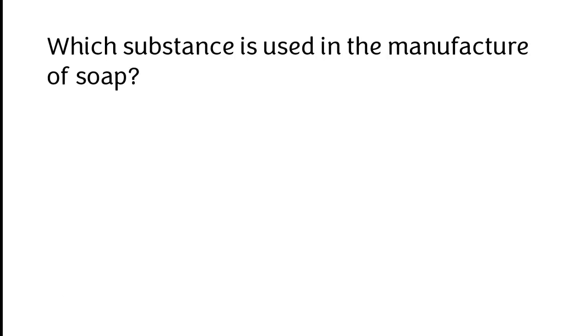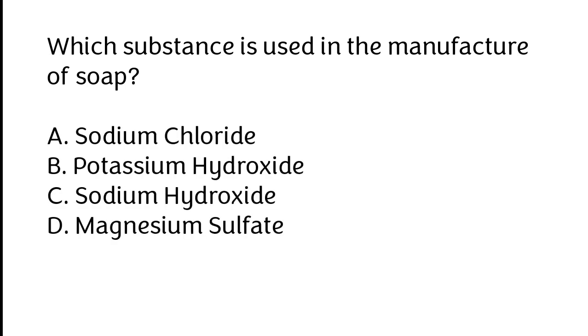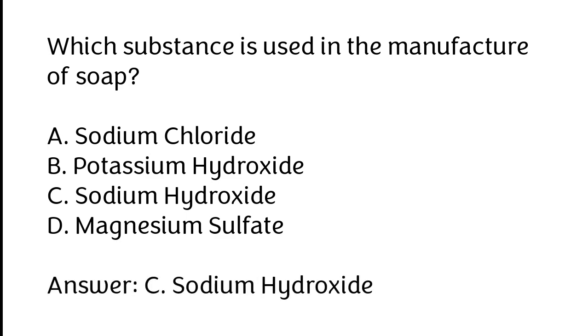Which substance is used in the manufacture of soap? Sodium chloride, potassium hydroxide, sodium hydroxide, magnesium sulfate. The correct answer is option C, sodium hydroxide.